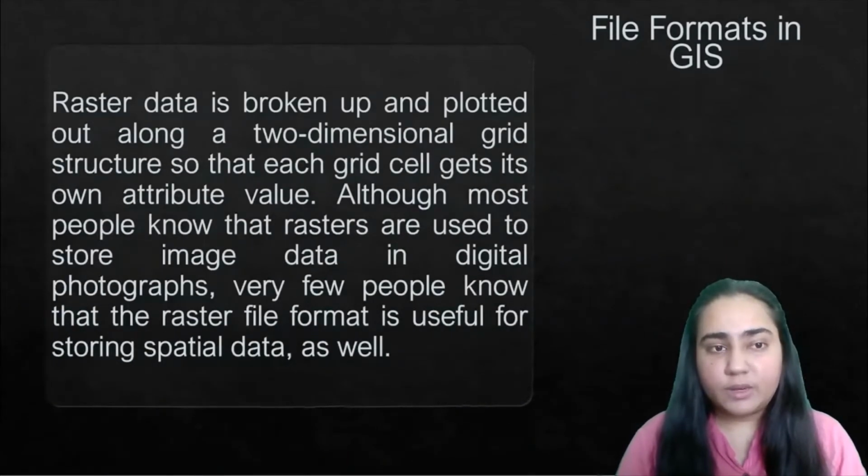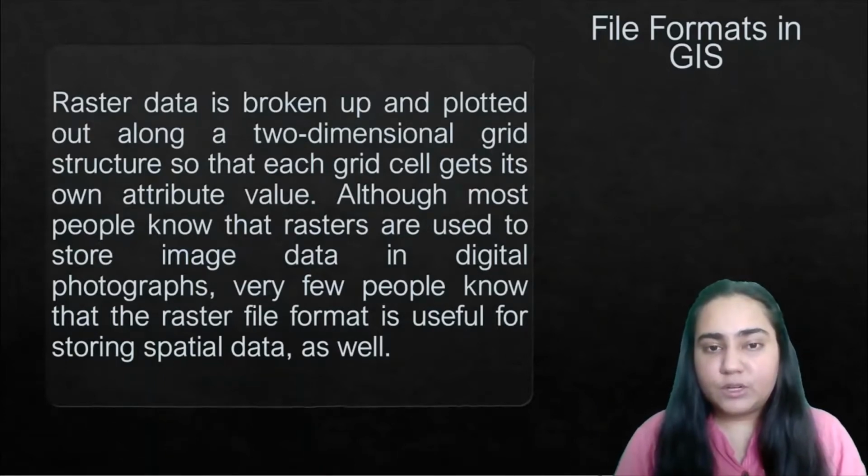Raster data is broken up and plotted out along a two-dimensional grid structure so that each grid cell gets its own attribute value. Okay, so it is a two-dimensional grid structure, which means there is an X and Y axis as usual, but there are also boxes created. Think of it as a computer screen with pixels. So it looks like that. And also if you think of those old video games in old mobile phones, which were black and white, those video games used to have this type of format.